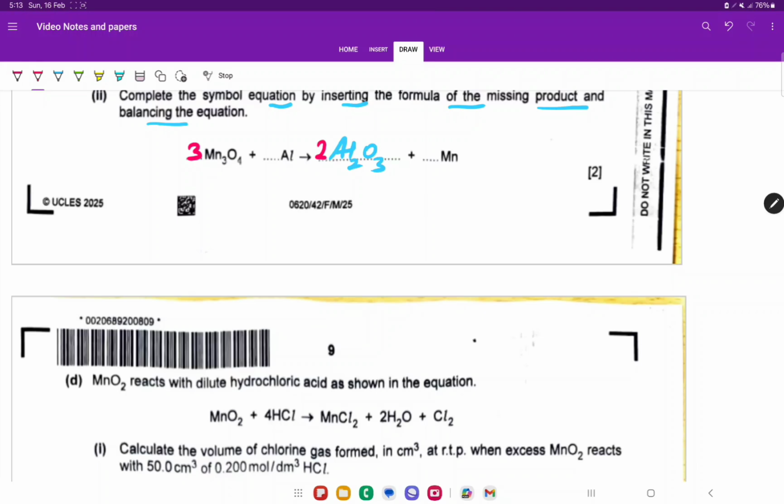No, I have to put 4 here. If I put 4, then it will be 12 oxygen. 3, 4, 12, 4, 3, 12 oxygen balanced. Mn is 3 into 3, 9. I'll put 9 here. And aluminium are 8 and 8 here. This will be the least possible balancing. 3, 8, 4, 9. That will be the balancing of this equation.